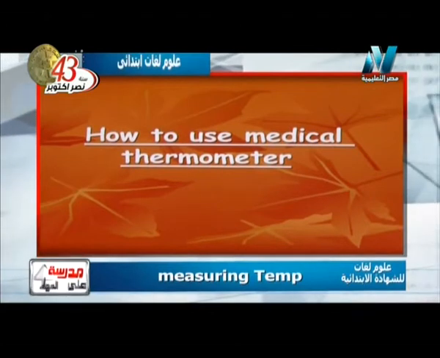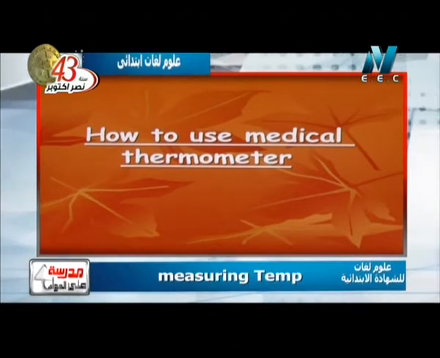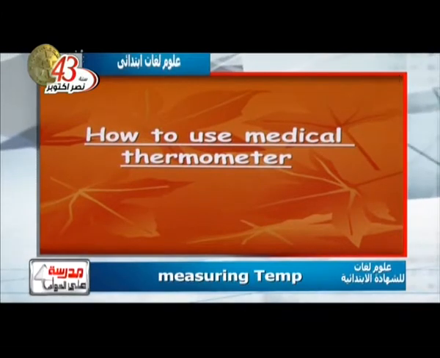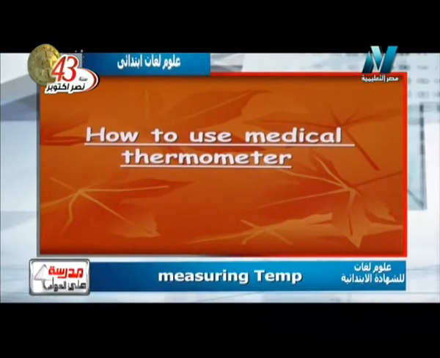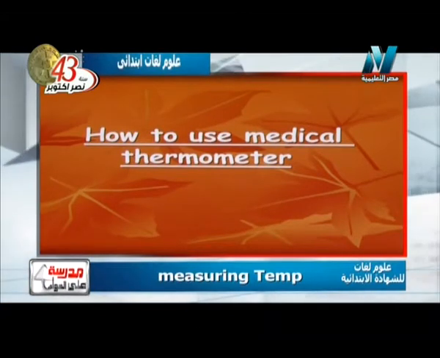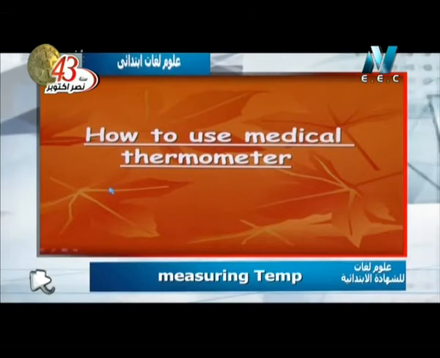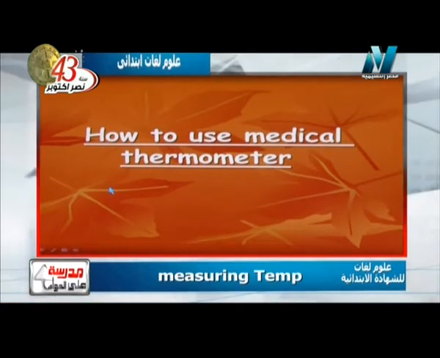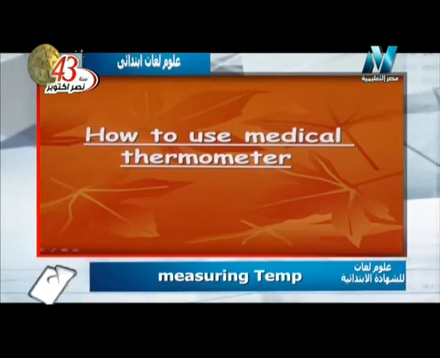I think this information is very important, not for the exam, not for science, but is very important for your life, for your health. هنا هنقول موضوع مهم جدا, مش بس مهم عشان الامتحان او عشان الدرجات او عشان الساينس او لكن هو مهم جدا عشان حياتنا الشخصية. How to use medical thermometer. ازاي استخدم الترمومتر الطبي او medical thermometer.